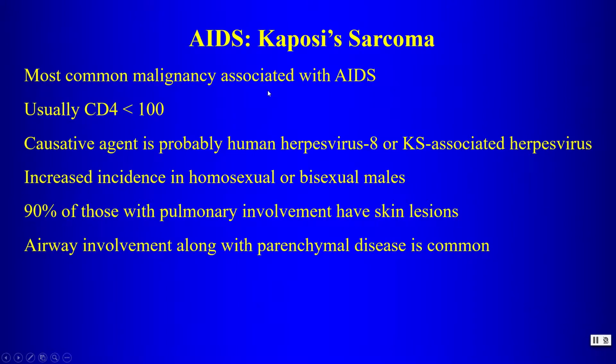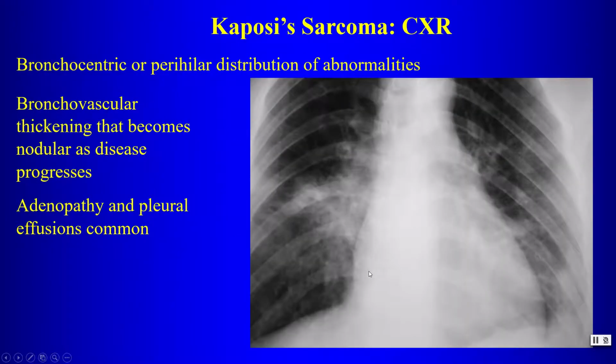So this is the most common malignancy associated with AIDS. Usually the CD4 count is very low. The causative agent is probably herpes virus 8, or it's Kaposi's sarcoma-associated herpes virus. 90% of those with pulmonary involvement have skin lesions. So if you're considering this, ask about skin lesions. They can have airway involvement along with parenchymal disease.